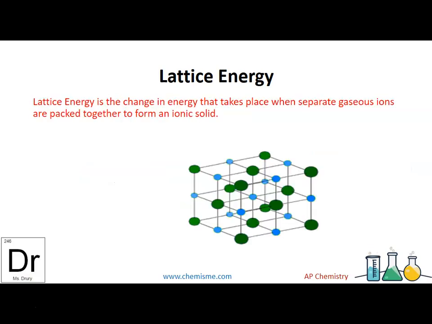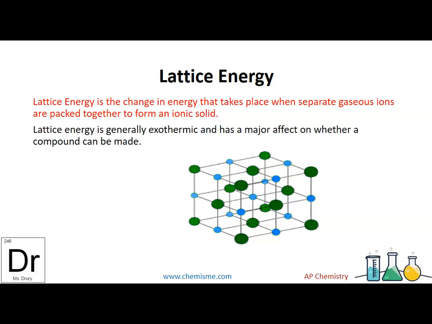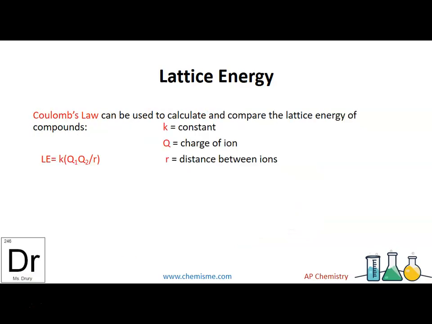One of those things is called lattice energy. You should write this down, it's in red. Lattice energy is a change in energy that takes place when separate gaseous ions are packed together to form an ionic solid. The key words here are separate gaseous ions, so we have to have them be gases to pack together as an ionic solid. So there's phase changes going on, and there's this lattice energy that takes an ion into a solid phase. The lattice energy is generally exothermic to take care of all the positive work that we need to do to make the compound.